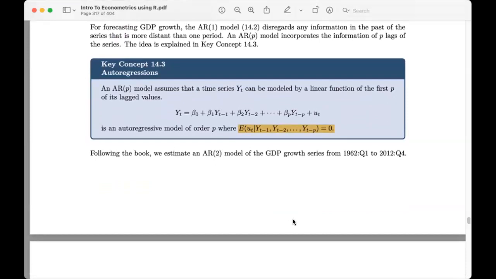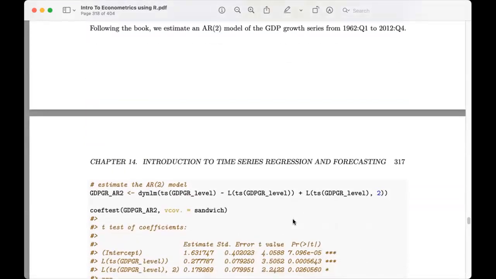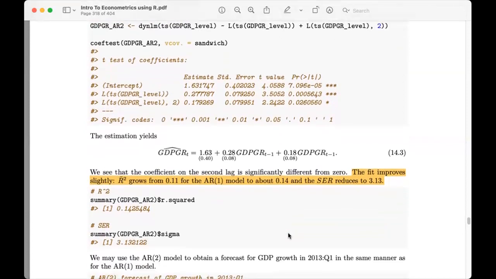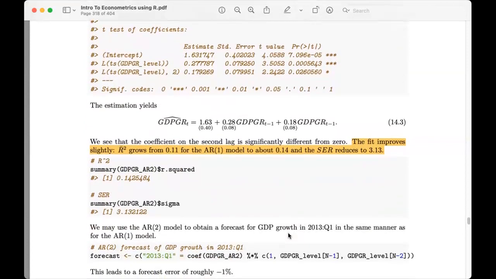Following the book, they estimate the AR(2) model for the GDP growth series. We see that the coefficient on the second lag, 0.28, is significantly different from zero. The fit improves slightly: R squared goes from 0.1 for the AR(1) model to 0.14, and the standard errors reduce. So in a sense, the AR(2) model seems to be more reliable because it has a better fit compared to a simple AR(1), since it has more information, being estimated based on the first lag and the second lag.